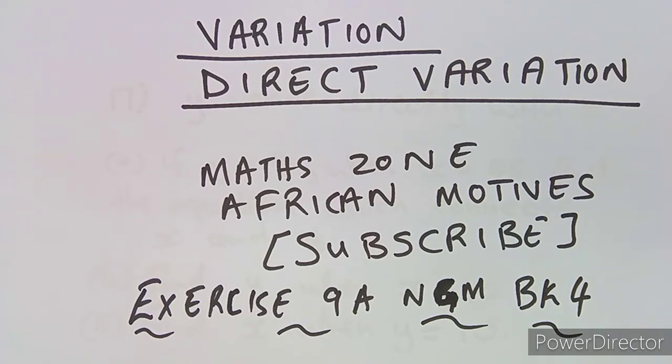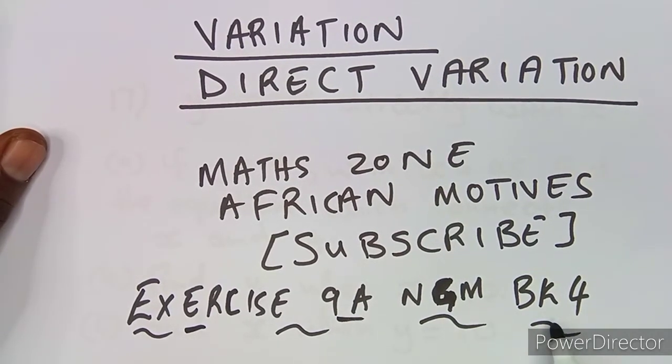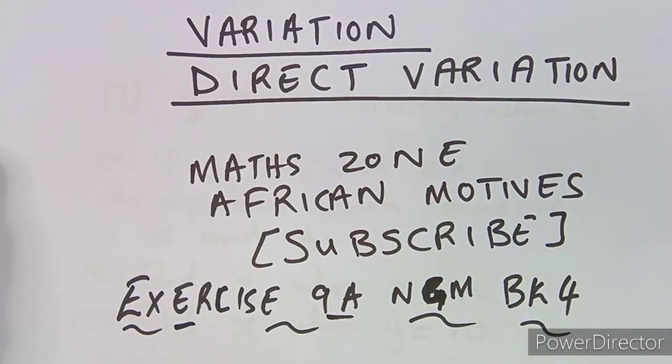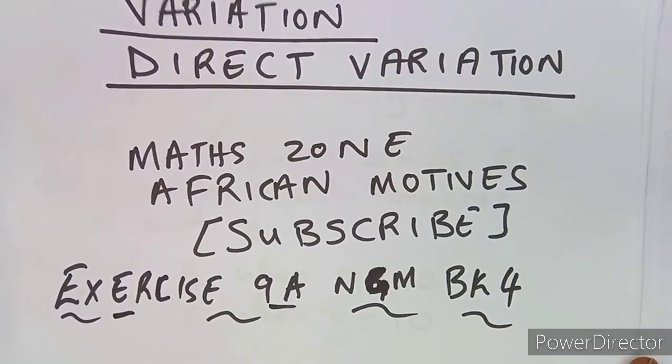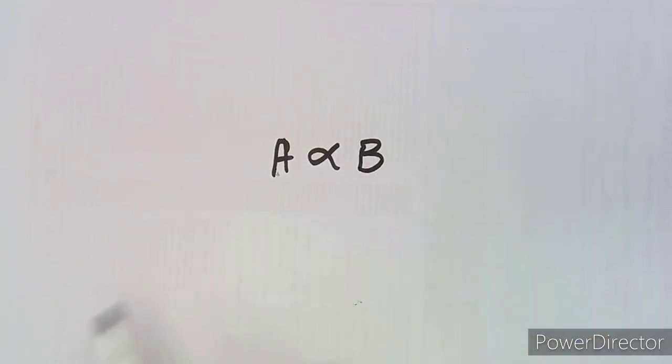Particularly, I'm having questions from exercise 9A from NGM Book 4. So I'm going to focus much on that exercise, on direct variation. But before I do that, I'm just going to explain a bit about this part of variation, which is direct variation. I covered this previously in some of the classes.